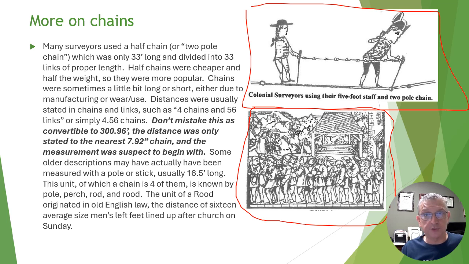A lot of the distances were intended to be measured with the pole or the chain supported 5 feet off the ground, or like the average height of someone's eye back then. People were generally a little bit shorter than they are now, I believe.